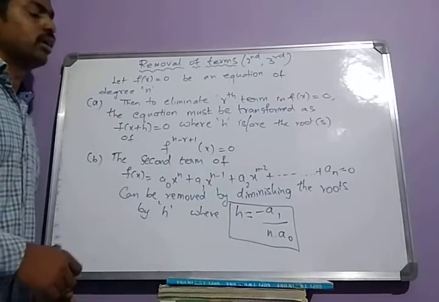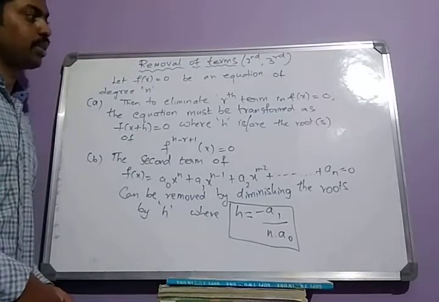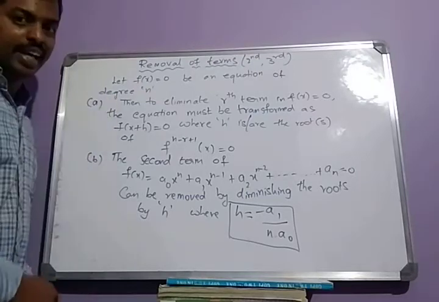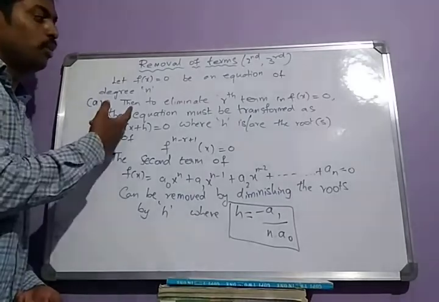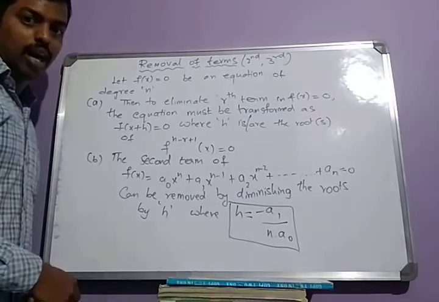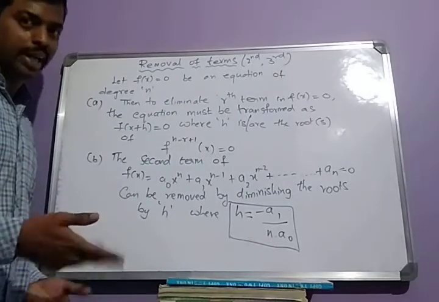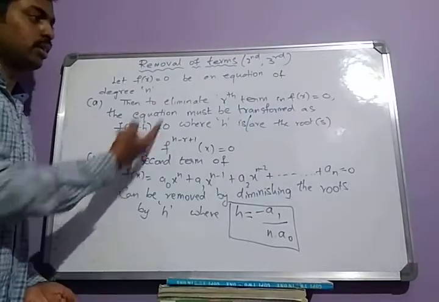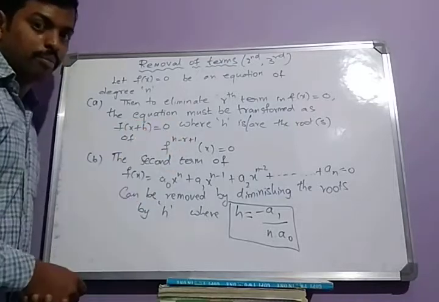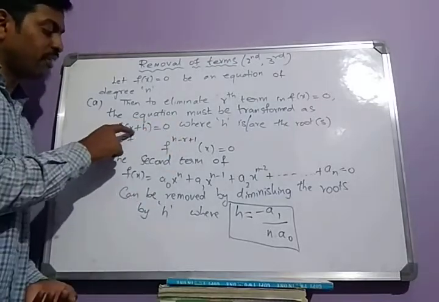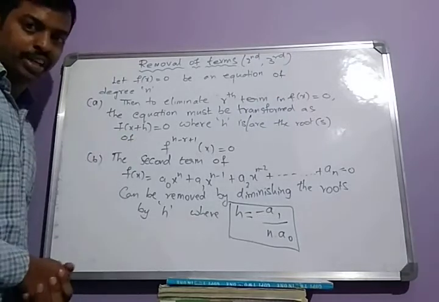We will see here. Let us consider a polynomial equation f of x is equal to 0. It is an equation of degree n. In this, if we want to eliminate the rth term, it may be the second term, the third term, the fourth term, it can be any term. So if you want to eliminate the rth term in this equation f of x is equal to 0, the equation must be transformed to f of x plus h is equal to 0. And what is this h here? How to find the value of h?